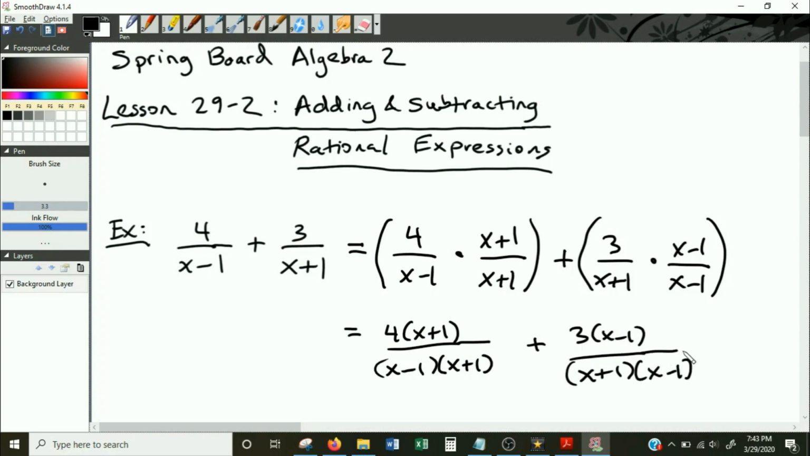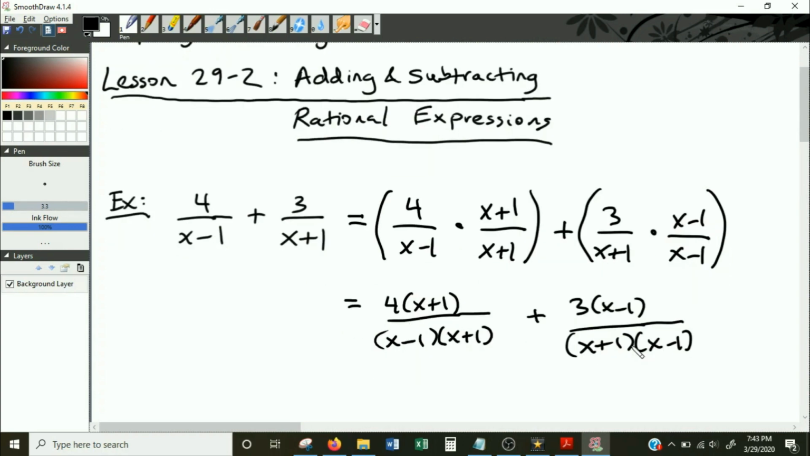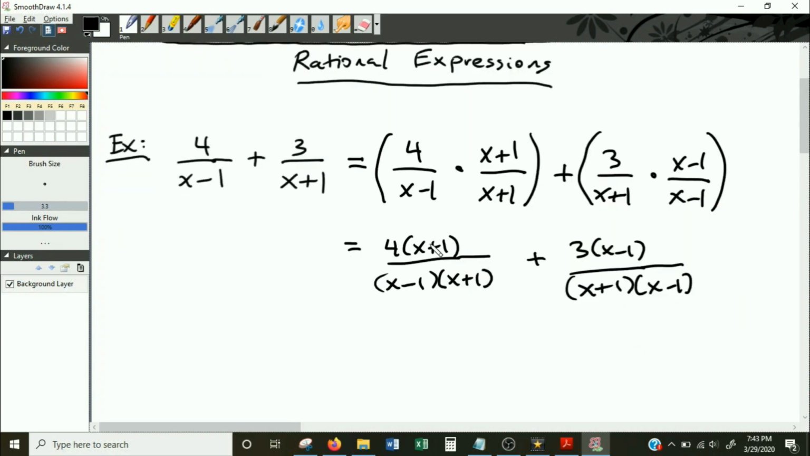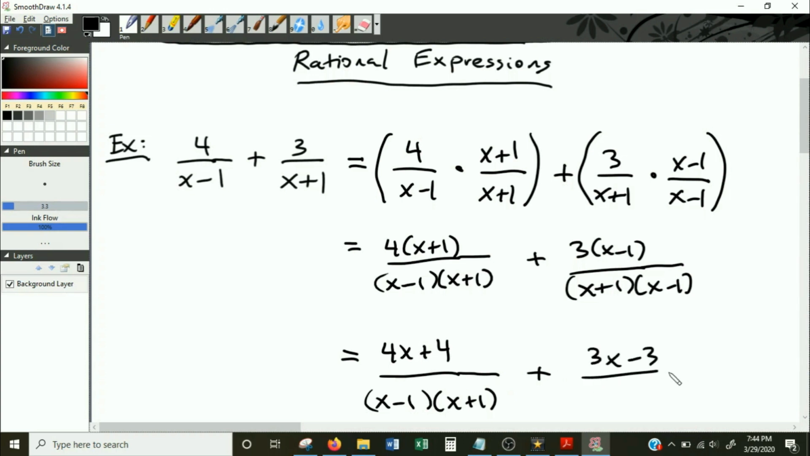So it's a lot of stuff to write down, but this is a pretty detailed way to go about doing it. So now I'm going to keep these as separate fractions for the time being, but I'm going to expand the numerator in each one. So this will become 4x plus 4, and then over this denominator of x minus 1 times x plus 1. And then we have 3x minus 3 over the same denominator.